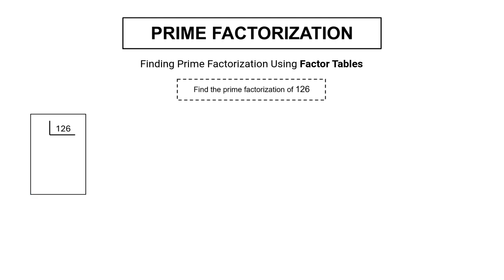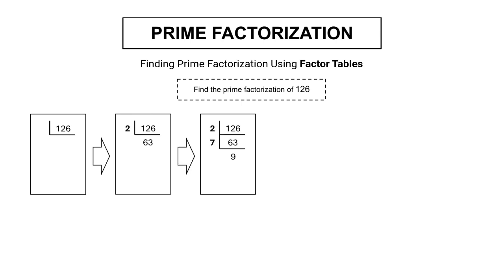All right, now we're going to find the prime factorization of 126 using factor tables. So what I'm going to do is put 126, make a little L box, and then we have to divide by prime numbers until it gets all the way down to 1. So I know 2 is prime, and it goes into 126, and 2 goes into 126, 63 times. Now I need a prime number that goes into 63. We can use 7, and 7 goes into 63, 9 times.